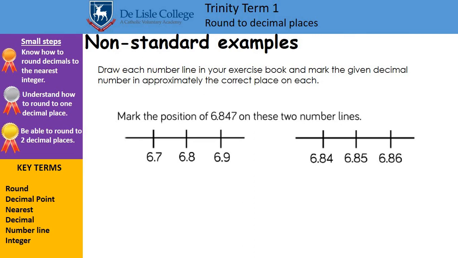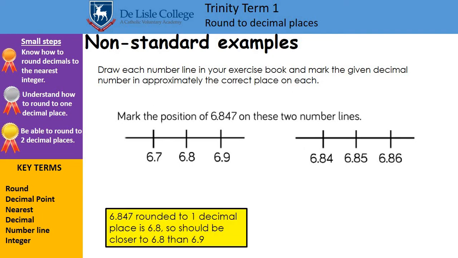Right, next one. Draw each number line in your exercise book and mark the given decimal number in approximately the correct place on each. So draw those 2 number lines, then mark the position of 6.847 on these 2 number lines. Do it in pencil, please, and pause the video as you do this.